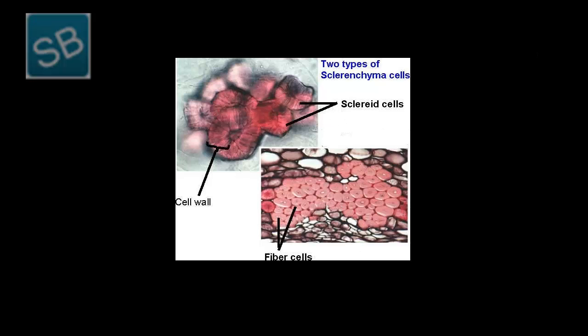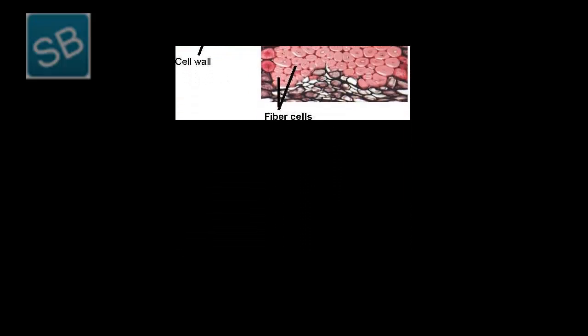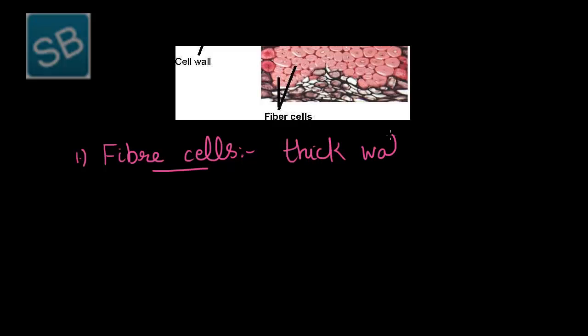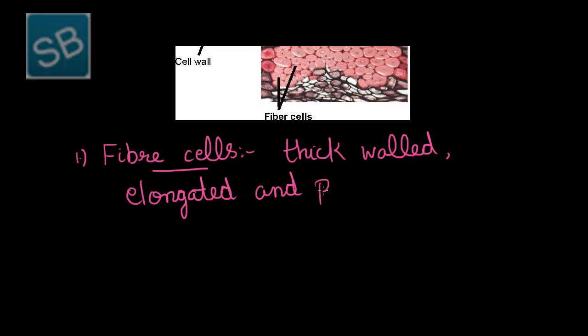Now, as it can be seen from the figure, the first, that is sclerenchyma fiber cells, are thick-walled, elongated, and pointed cells found in various parts of the plant.